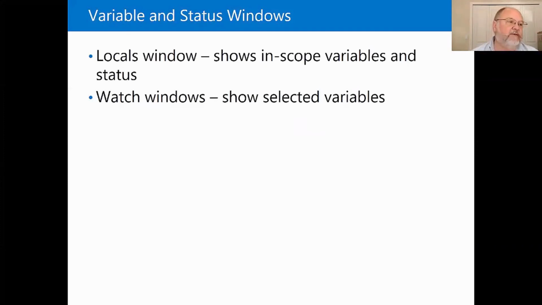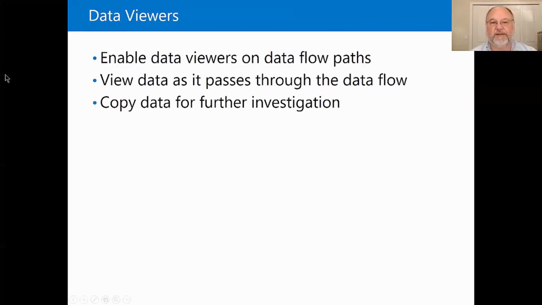For that, we have a watch window. We can look in the watch window and add variables to it so that it pops up, and even though a variable is out of scope, it shows me whether it has some value or it doesn't. So the Locals window shows variables and parameters that are in scope, and the watch window shows variables or parameters, whether they're in scope or not. And then we can also have something called data viewers. Data viewers are what I was talking about earlier. You can actually look at the data.